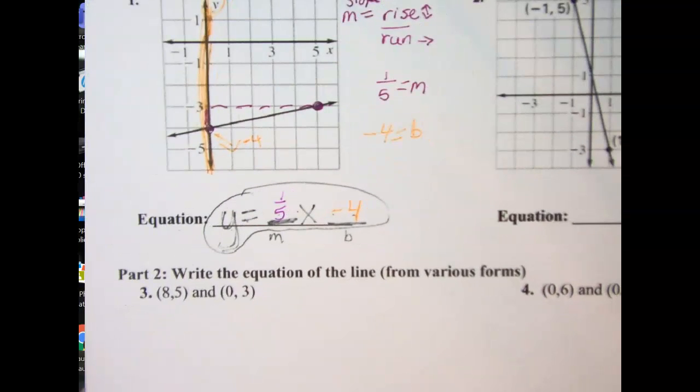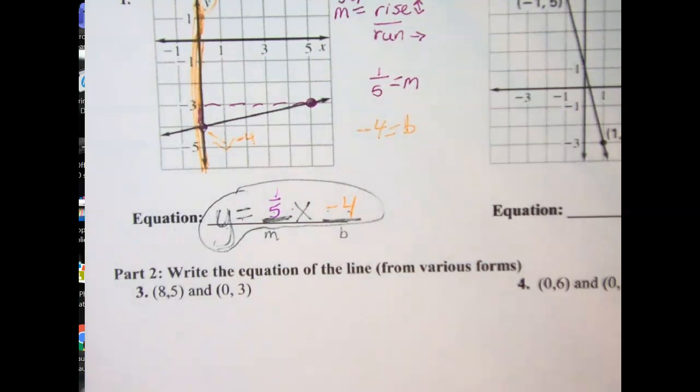So part 2 is you're given two ordered pairs. These are ordered pairs, or they're actually points on a graph. And we're going to use our formula. I'm going to write it over here.